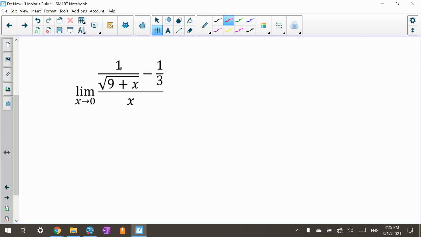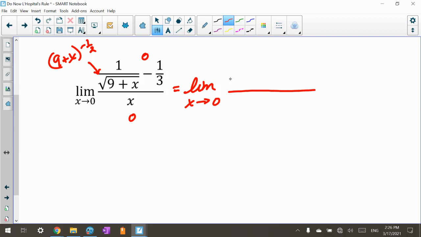So again, I'm plugging this 0 in. I get 1/3 minus 1/3. I do have 0 over 0. So now I can begin to use L'Hopital's rule. So this is going to be the limit as x approaches 0. And then, if you will, please, we can actually look at this as 9 plus x to the negative 1/2. So I'm just rewriting it first before we do it. It's 9 plus x to the negative 1/2 minus 1/3 all over x.